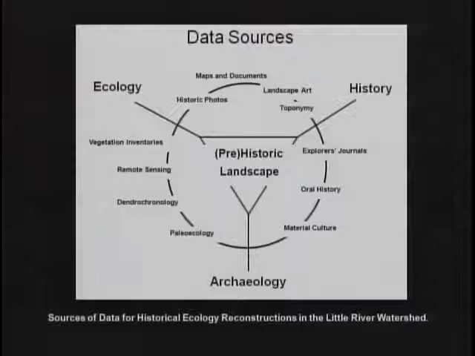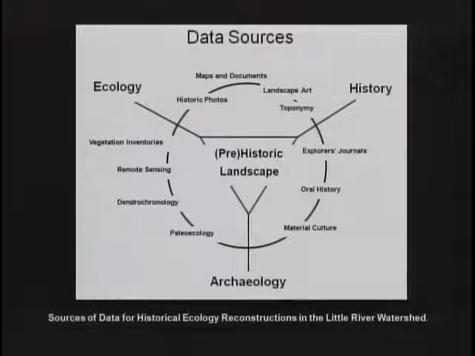Here are the data sources that I used for my reconstruction of the Little River watershed. It's about a 130,000 acre watershed that's a major tributary to the North Umpqua River. I used historical documents, maps, photos, landscape art. You'll see a lot of that. Toponymy, the place names. So Peter Paul Prairie is hardly a prairie anymore, and that obviously informs you as to what it used to be. Explorers' journals, oral history, material culture. The only thing I didn't use was sediment cores, but I did do dendrochronology.